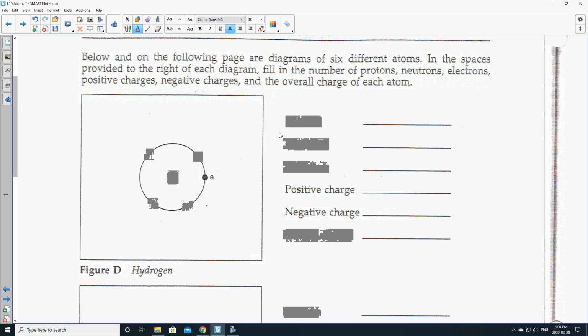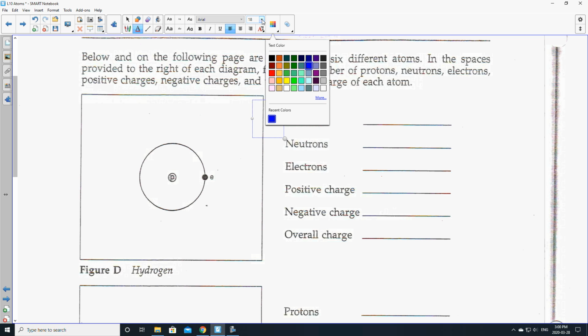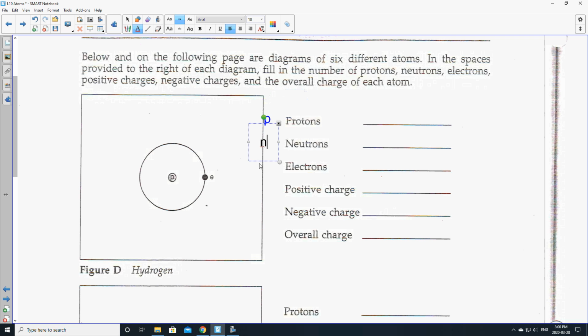Okay, so protons stand for P, so let's just write that down. Let me just change this. Okay, let's go with P. Okay, N stands for neutrons. E stands for electrons. Positive charge is protons. Negative charge is electrons. Overall charge, we do P minus E.